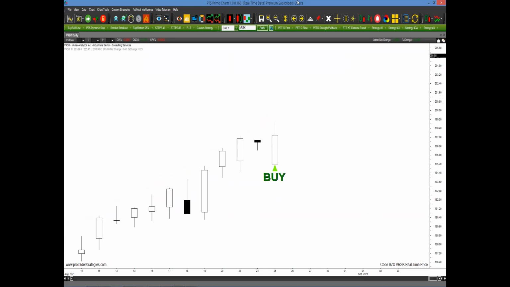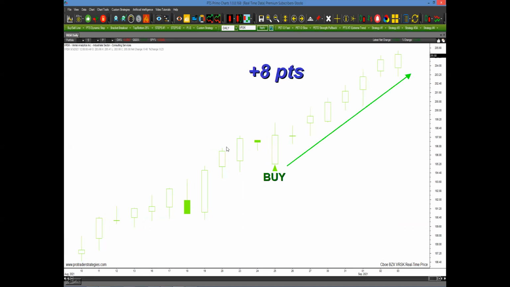Well, if we apply strategy 5, a buy signal was generated right here. Now, if we apply the translator, it's telling us it wants to go higher. But all we're concerned with is bar number 2, and that's this bar right here. It's outlined green. And you still could have squeezed another 8 points in a little over a week after that, okay?